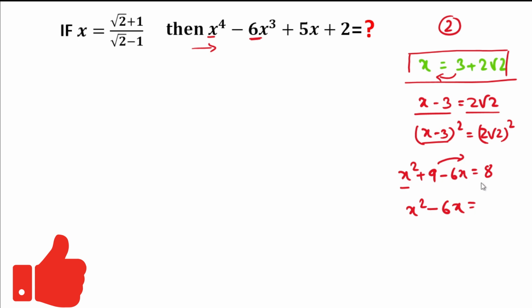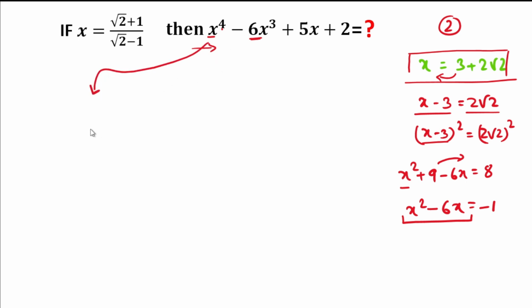So it will be negative 9. So 8 minus 9 is negative 1. So here we have calculated x square minus 6x is negative 1. So here we have made x square minus 6x, because here it is x raised to the power 4 minus 6x. Now in the next step we'll simplify this expression.